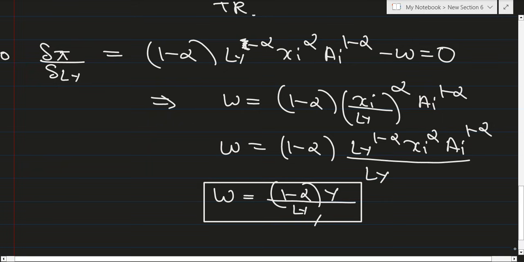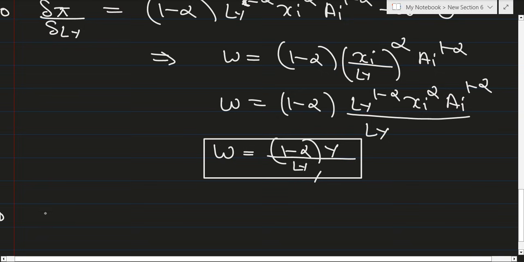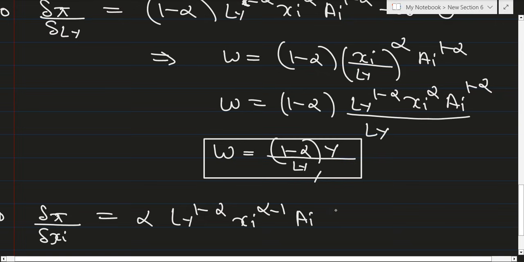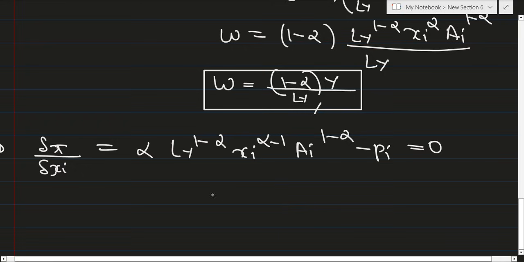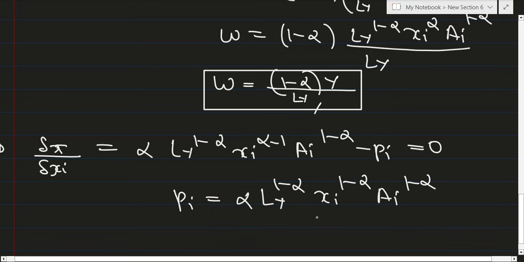Now we partially differentiate the profit function with respect to xi, the capital good. The choice variables are Y, Ly, and the capital good. Now this comes out to be alpha Ly to the power 1 minus alpha, xi to the power alpha minus 1, minus pi. Put it equal to 0. We get pi equals alpha Ly to the power 1 minus alpha, xi to the power alpha minus 1, ai to the power 1 minus alpha.